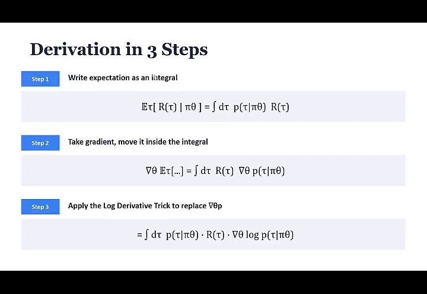So, the derivation in three steps. Firstly, write the expectation as an integral. We know the reward is this integral, and we move the gradient into the integral, so on the right-hand side we get del_theta moved in. Then we apply the log derivative trick to replace this part, which means it just equals the same thing, and we have this del_theta log p(tau | pi_theta).